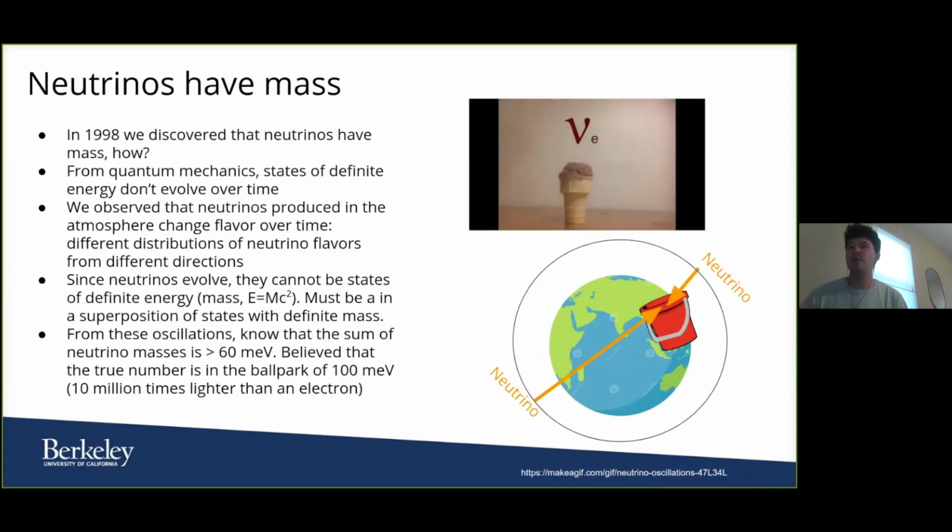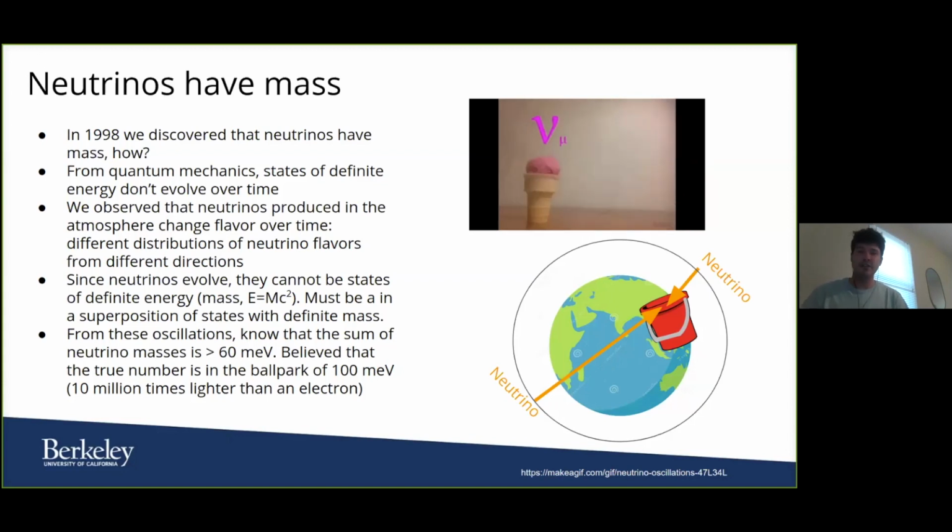Even more recently, we discovered that these neutrinos have mass. And the way that we discovered this was kind of through a not totally obvious experiment, where we noticed that these neutrinos actually oscillate flavors. They change flavors as they move through spacetime. Okay, so how do we draw from this that these things have mass? Well, in quantum mechanics, when you have a state of definite energy, meaning that if you measure the state of the system, you get the same energy every time, that state ends up not evolving over time.